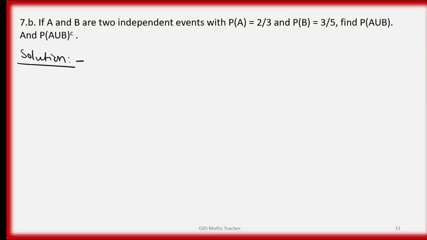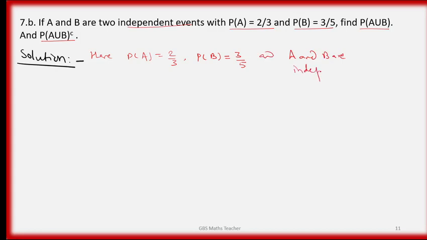Okay, now the 7B number question, dear students. We are given A and B are two independent events. P of A is 2 by 3, P of B is 3 by 5, find P of A union B and P of A union B complement. Here, probability of obtaining A is 2 by 3, probability of getting B equals 3 by 5, and A and B are independent events.